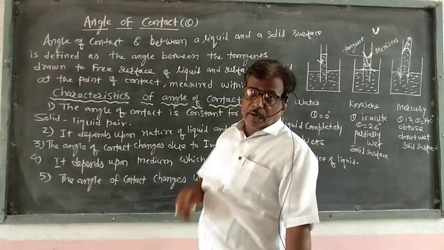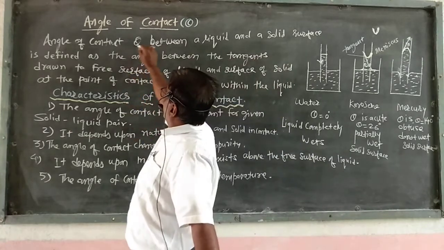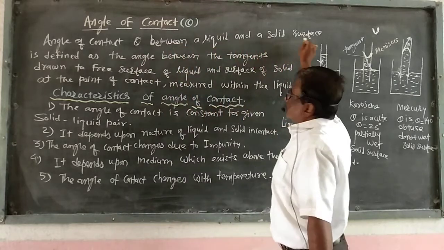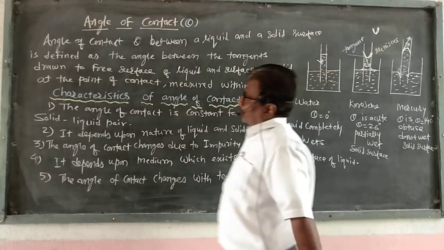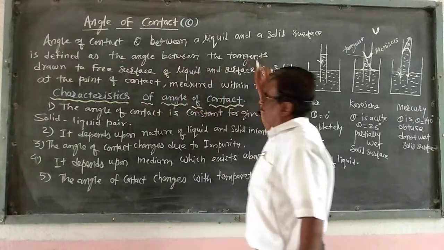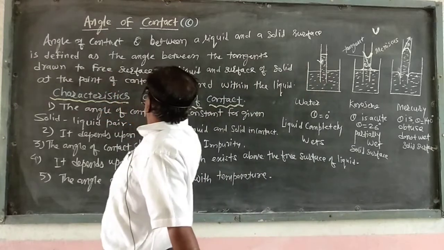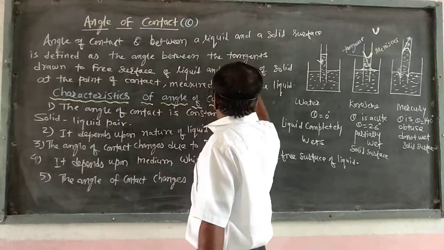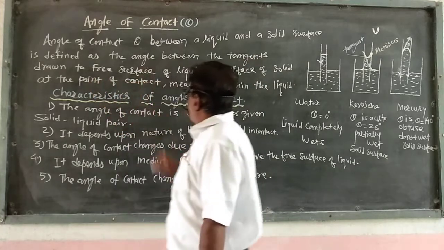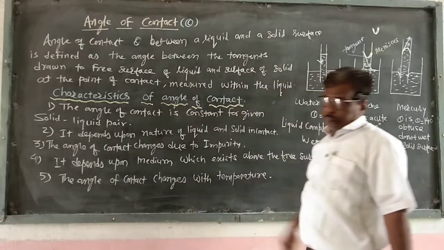So angle of contact is defined as follows: the angle of contact theta between a liquid and a solid surface is the angle between the tangent drawn to the free surface of the liquid and the surface of the solid at the point of contact, measured within the liquid.